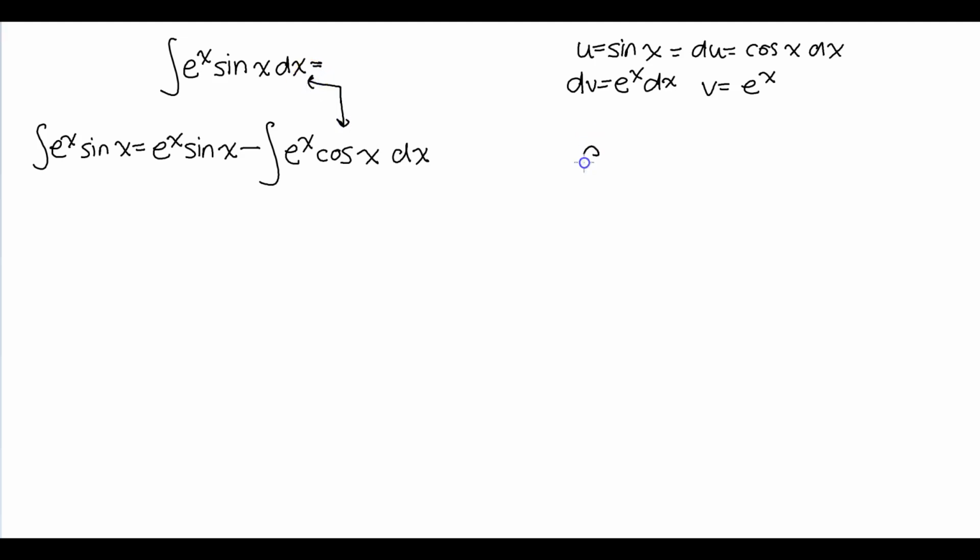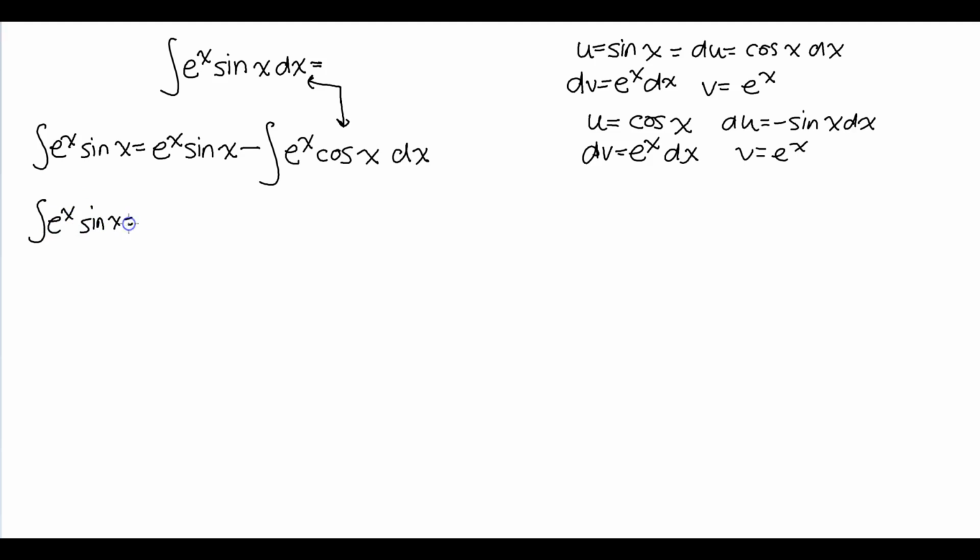So for the second integral, we want to make dv equal to e to the x, just for convenience. So u equals cosine of x. That means du equals negative sine of x dx, and v equals e to the x. So we end up getting, okay, so the integral of e to the x sine of x equals e to the x sine of x minus uv, so e to the x cosine of x, minus the integral of v du, negative e to the x sine of x dx. So what you can do is basically take out this negative sign, replace this with a plus sign.